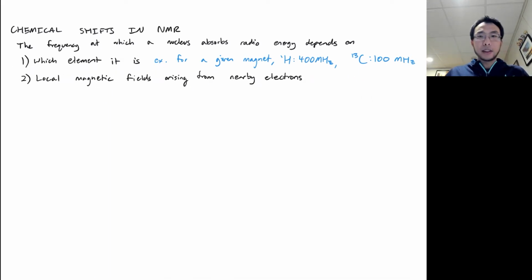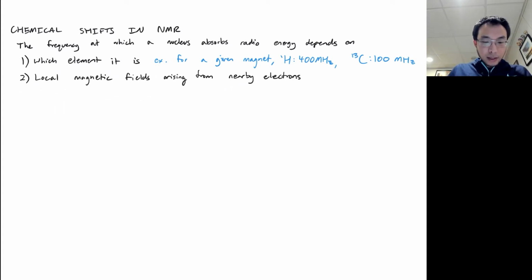The second factor is, what are the local magnetic fields that are generated by electrons near to the nucleus? Electrons actually generate their own local magnetic fields in the presence of this external magnetic field, and these local fields will either be aligned with the external field, causing the nucleus to see a larger overall magnetic field, or be aligned against the external magnetic field, causing the nuclei to perceive a smaller overall magnetic field.